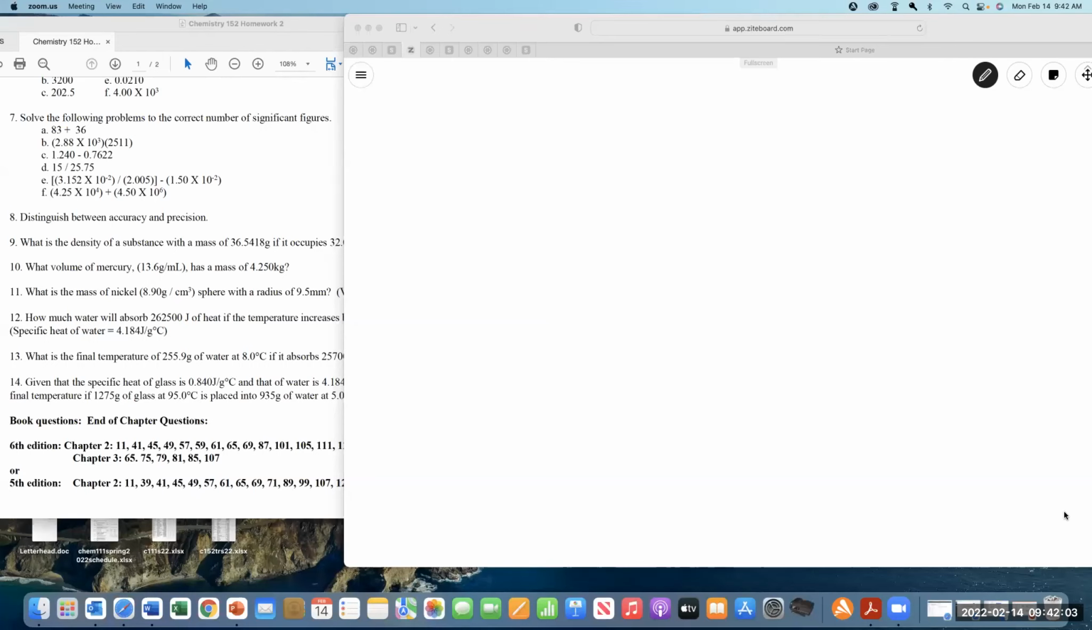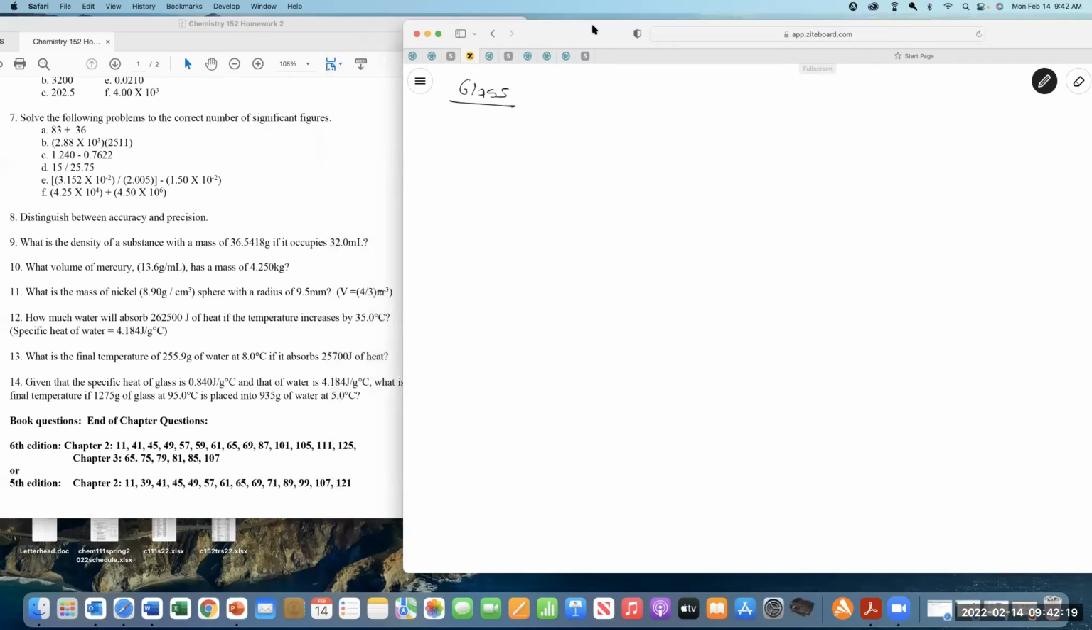Let's do this again. All right, so I've been asked to do number 14 on the homework. You're given that you have glass, and the specific heat of glass, Sg, is 0.840.